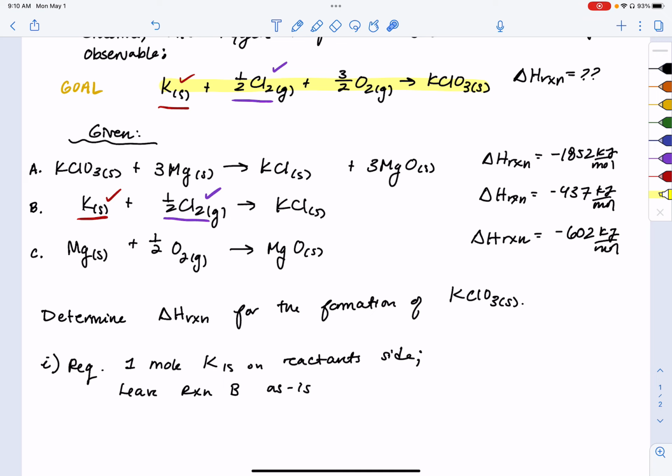So now let's look at reaction B a little bit closer, because I spy in reaction B something that does not show up in my net reaction of interest. So KCl solid.